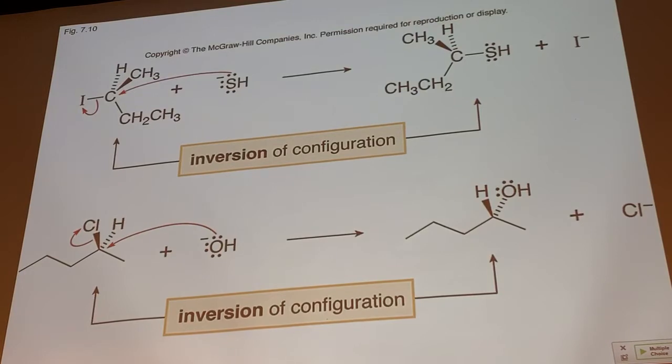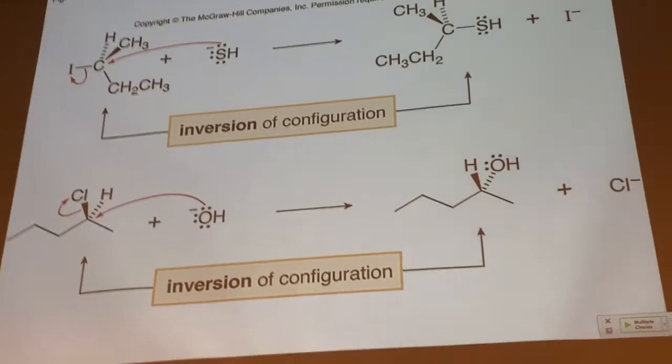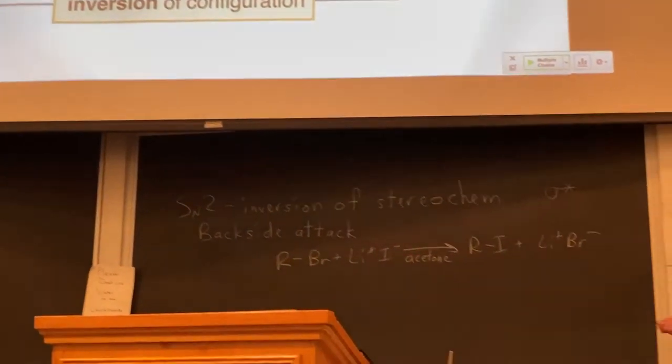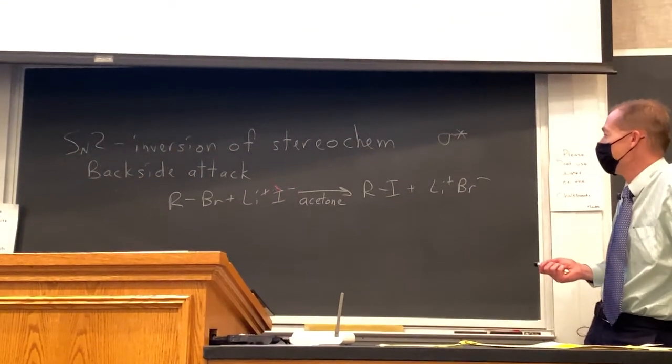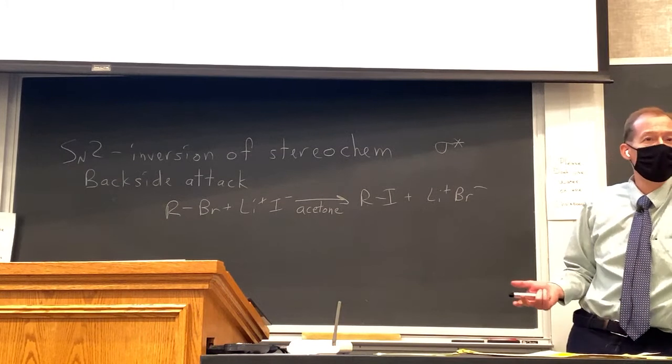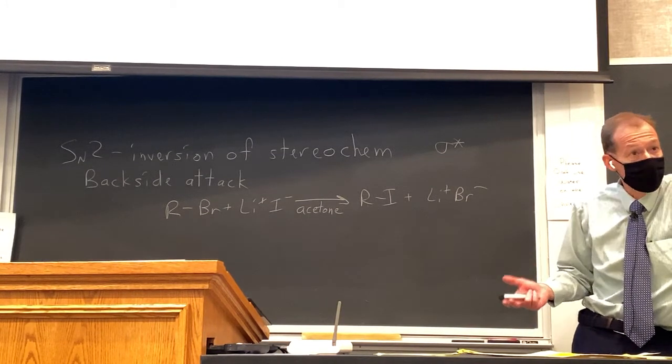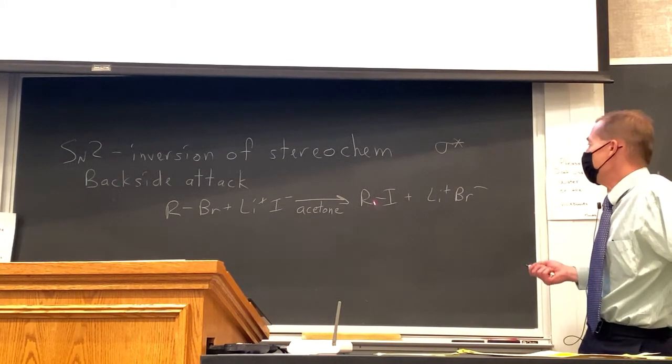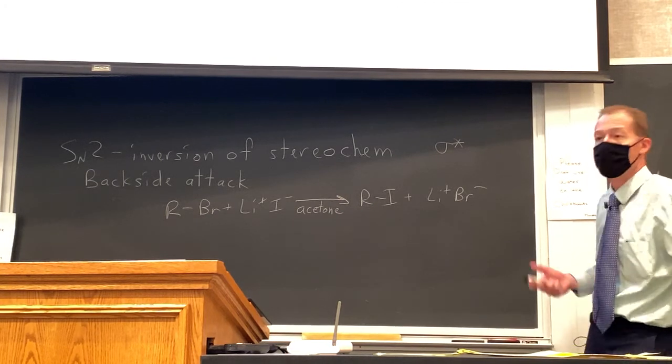So let's talk about some effects of the structure of the alkyl halide on the rate of SN2 reactions. I'm going to write some data on the board. I've got a reaction drawn out where an alkyl halide can react with iodide delivered in the form of lithium iodide. We're using acetone as a polar aprotic solvent in this reaction, and the iodide is just replacing the bromide.